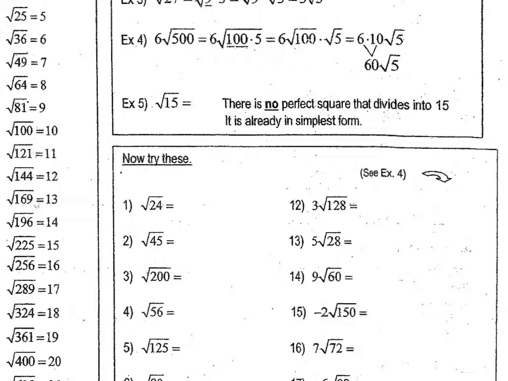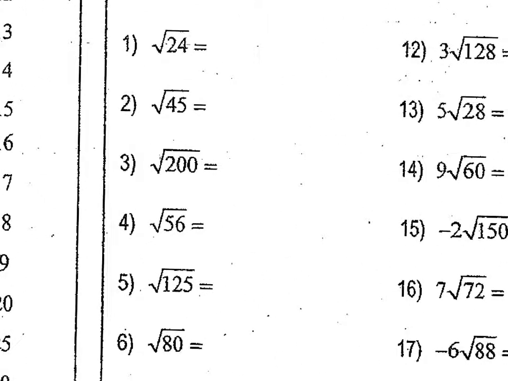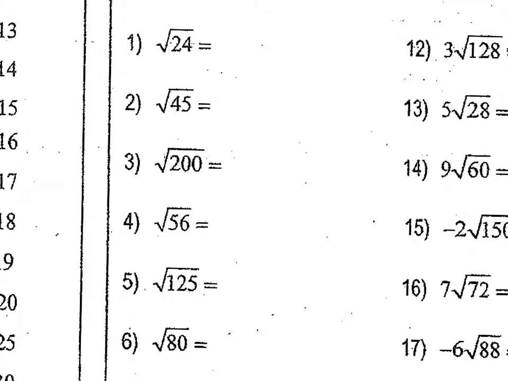Okay, so now let's go ahead and try this now. Problem number 1. The rule is to get the greatest perfect square number that goes into 24. What's the biggest number that goes into 24? 4. Okay, 4. So we're going to rewrite the square root of 24 as a factor of 4 times what?